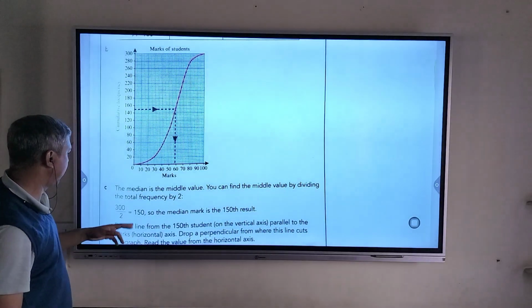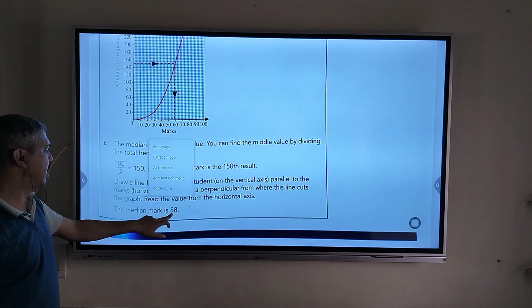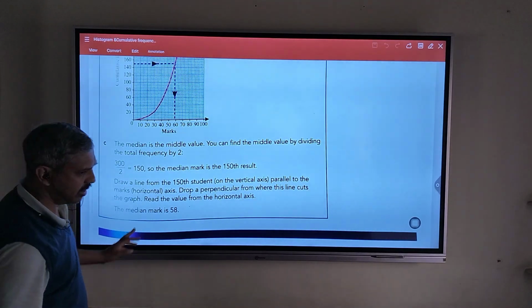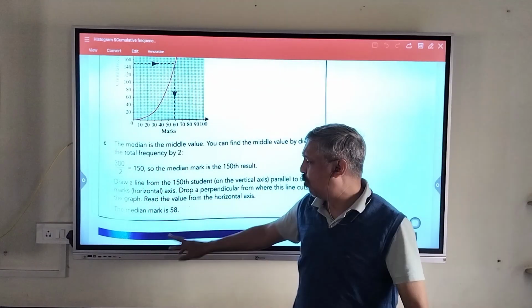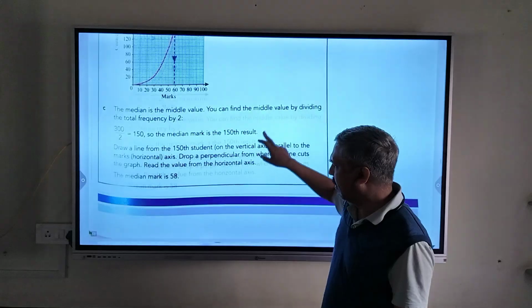So we'll say 150, 58. The median mark is 58. It is expected that the median mark would be 58. This is not exact, it's an estimate.